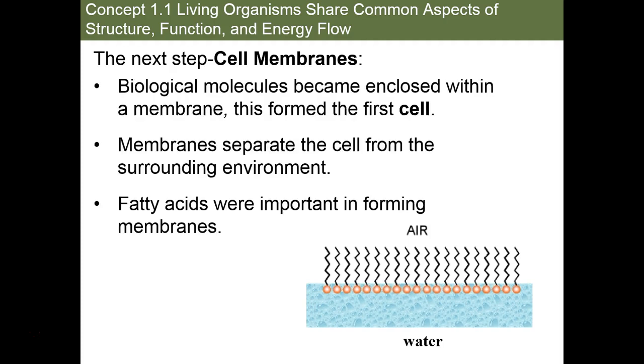Next step that would have had to occur was the formation of a cell membrane. Biological molecules such as nucleic acids would have become enclosed within a membrane. Cell membranes are composed of fatty acids, which were found in the early oceans. These fatty acids would protect the nucleic acids from changes in the water. The membrane would separate the nucleic acids from the environment. These would have been the first cells.